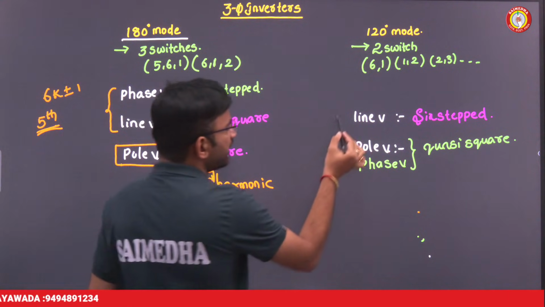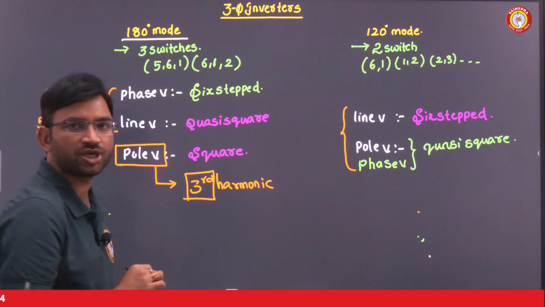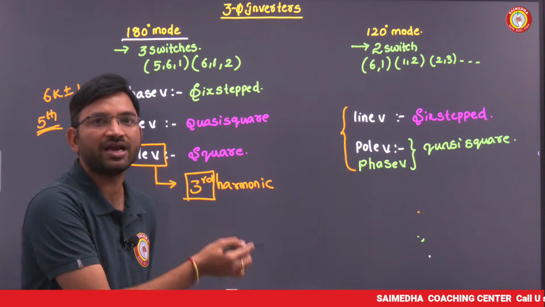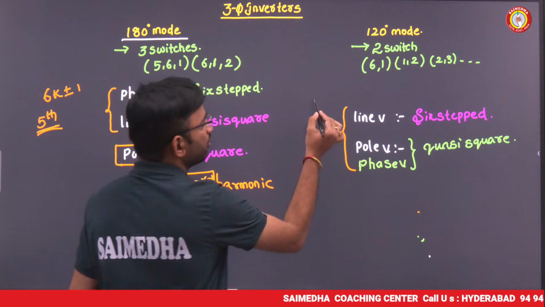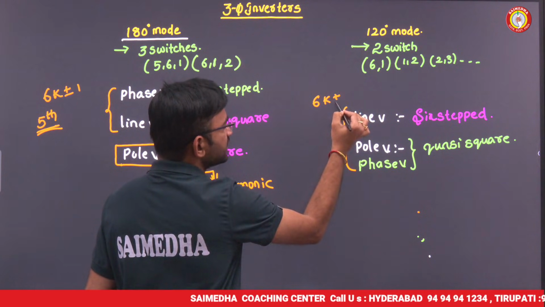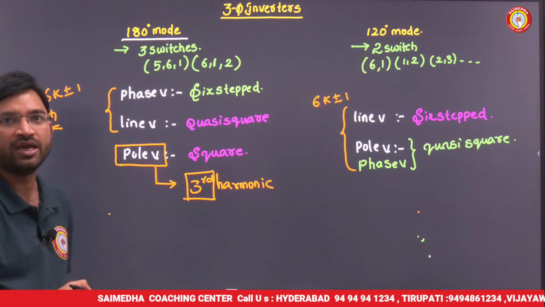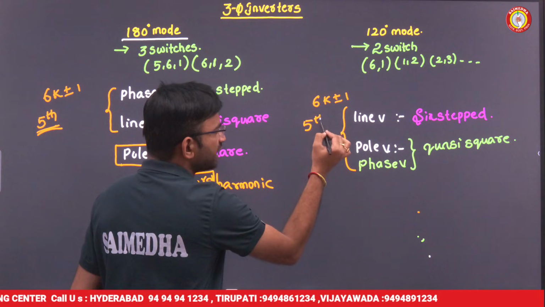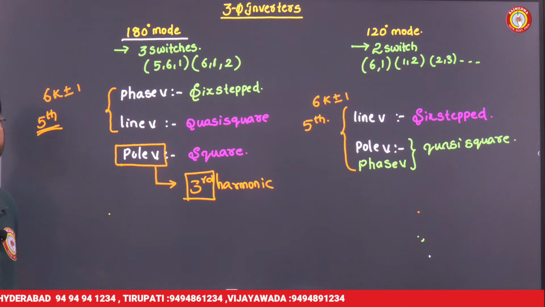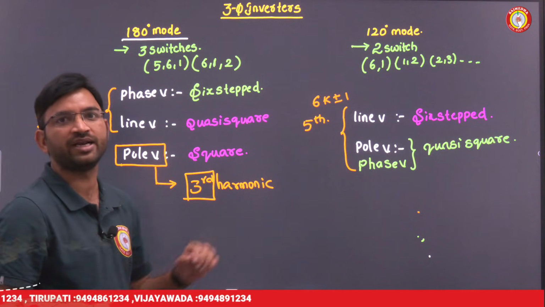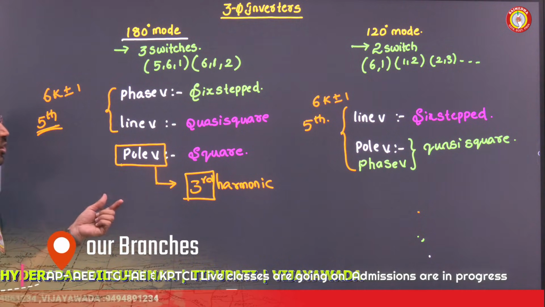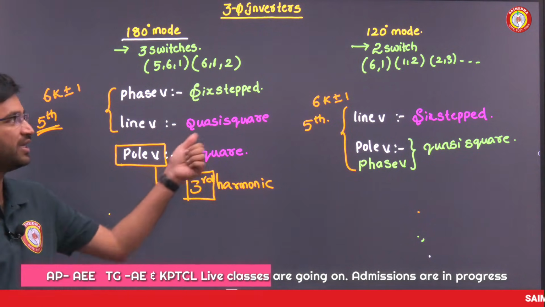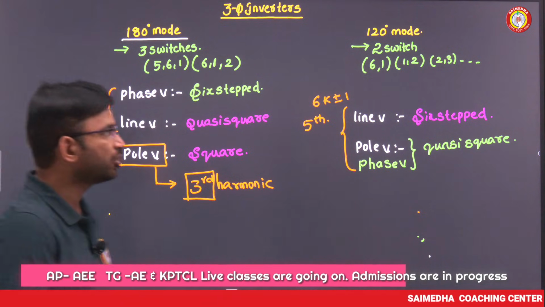In case of 120 degree mode of operation, the line and pole voltages do not contain any third harmonic. They contain only 6k plus or minus 1 harmonics, in which the 5th harmonic is the lowest harmonic. So this is related to 120 degree mode of operation and that is related to 180 degree mode of operation. These are the important points from the harmonic point of view.